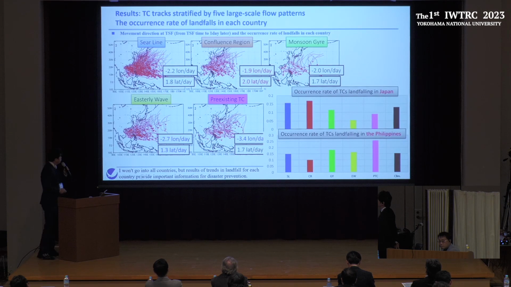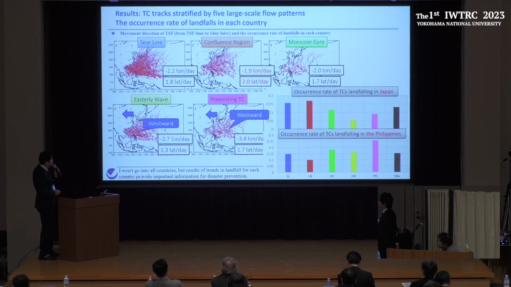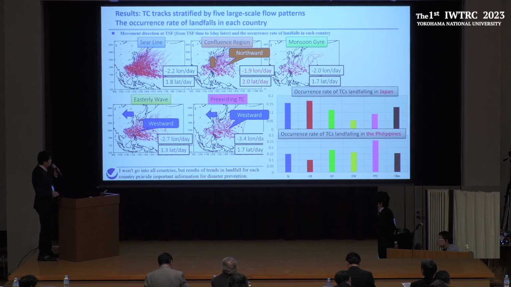So as a result, this shows TC tracks stratified by large-scale flow patterns. Type E and type P tend to move westward, but type C moves northward. And I investigated the occurrence rate of tropical cyclones making landfall for each country, for example, in Japan and the Philippines.